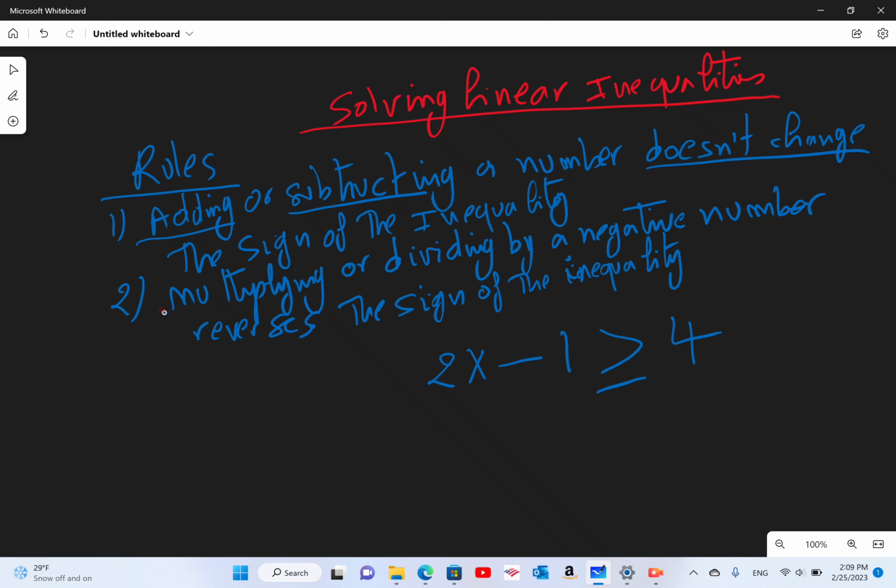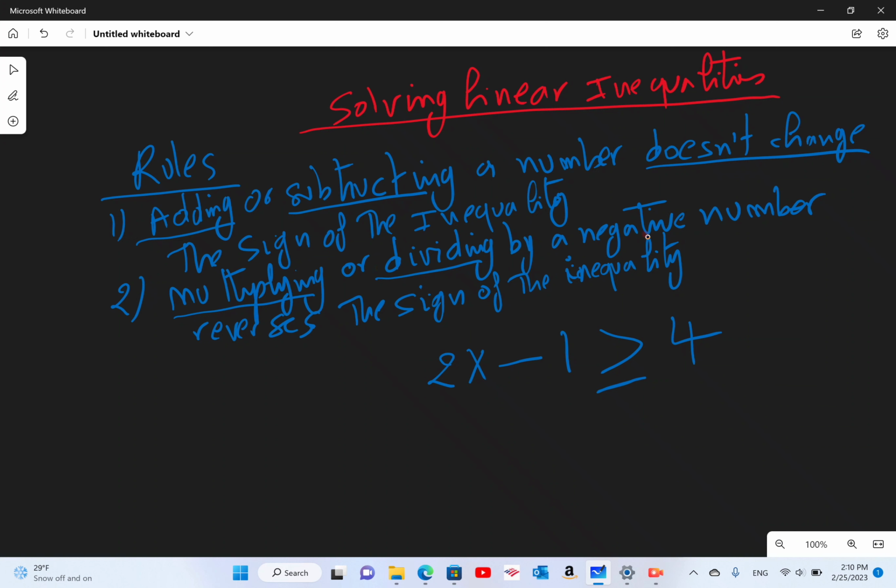And rule number two: multiplying or dividing by a negative number reverses the sign of the inequality. Look, I said a negative number only. If you're multiplying or dividing by a positive number, we do not reverse the inequality sign. We reverse the inequality sign only when multiplying or dividing by a negative number.